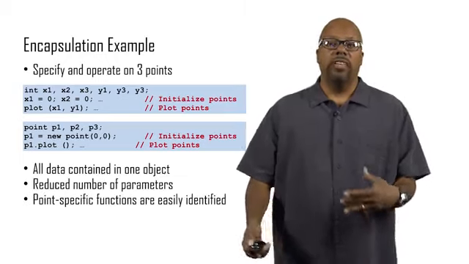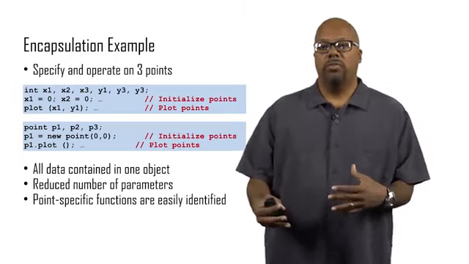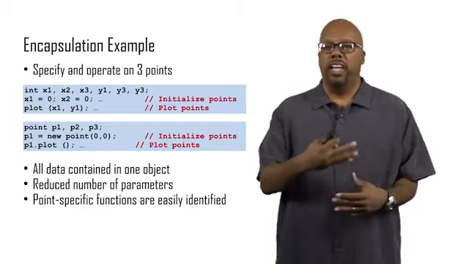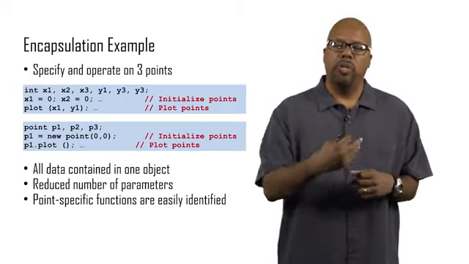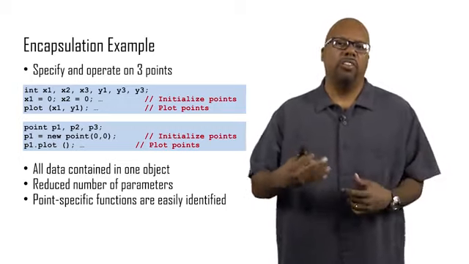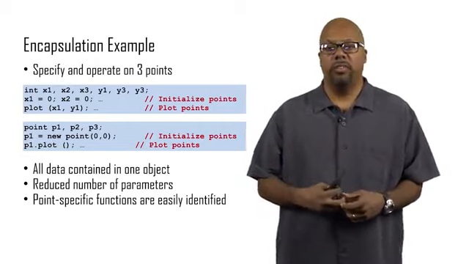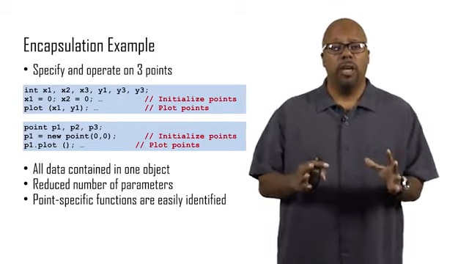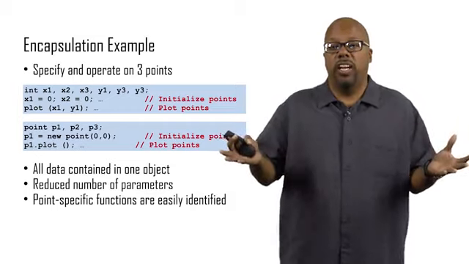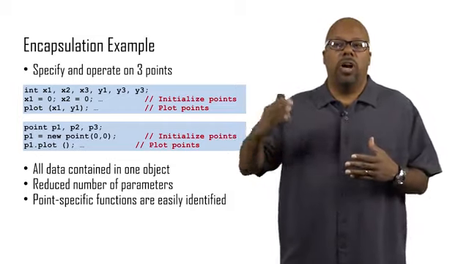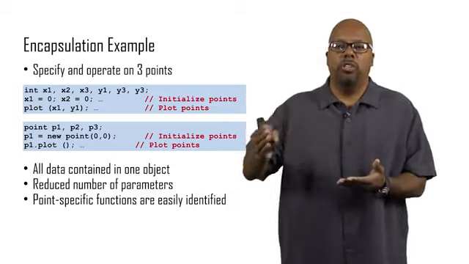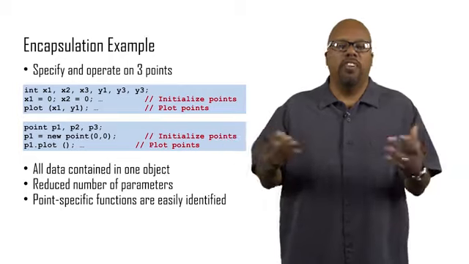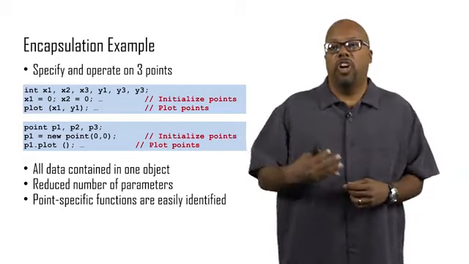So yeah, all data is contained in one object. So all the data related to a point, the x and the y in this case, are contained in this one object, this point object. So p1 has its x and y, p2 has its x and y, p3 has its x and y. There are fewer parameters. Because we have fewer variables, we don't have to have x1, y1, x2, y2, x3, y3. We just have p1, p2, p3. So we've reduced the number of variables that we have to use and reduced the number of arguments to functions.